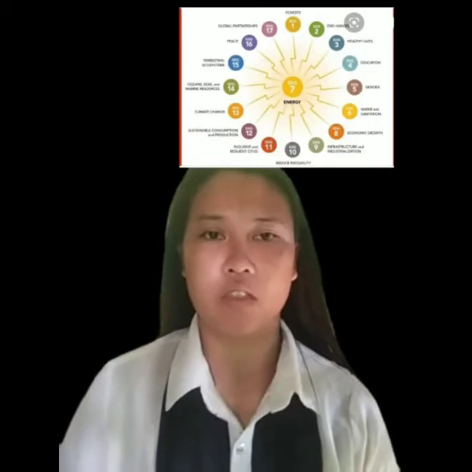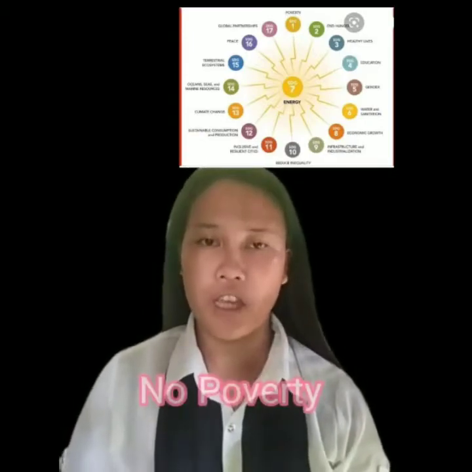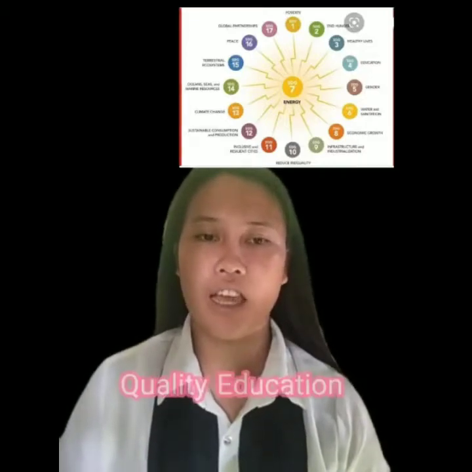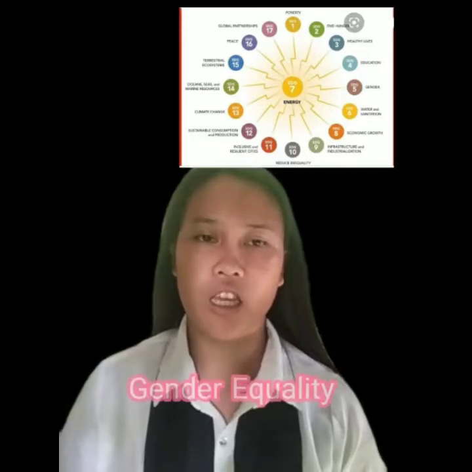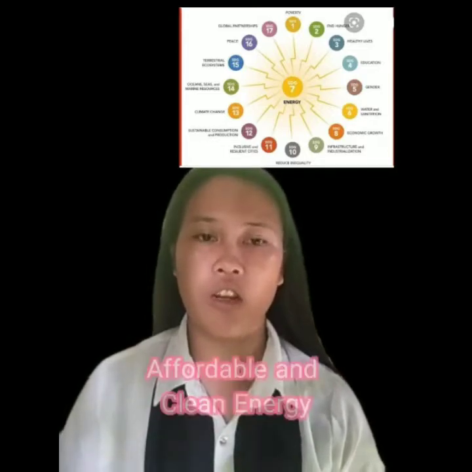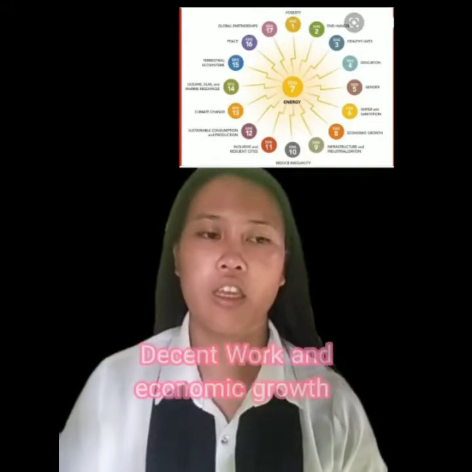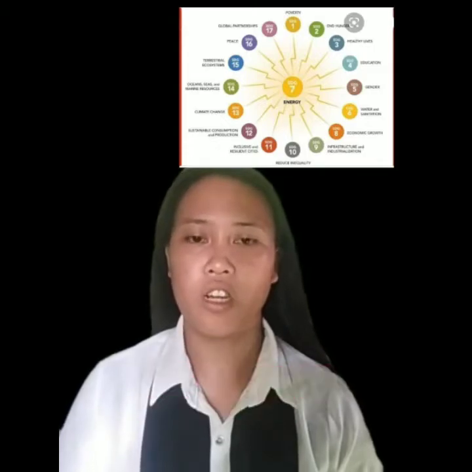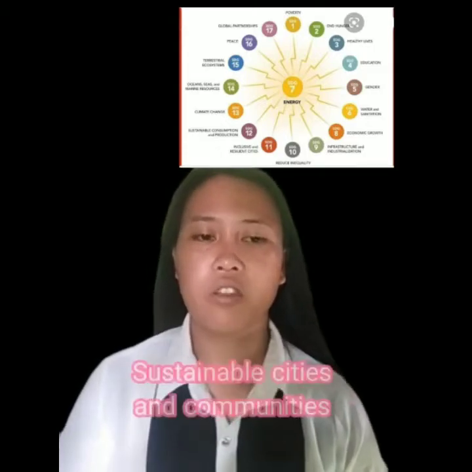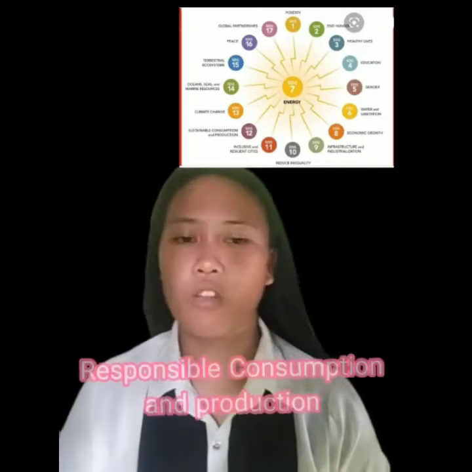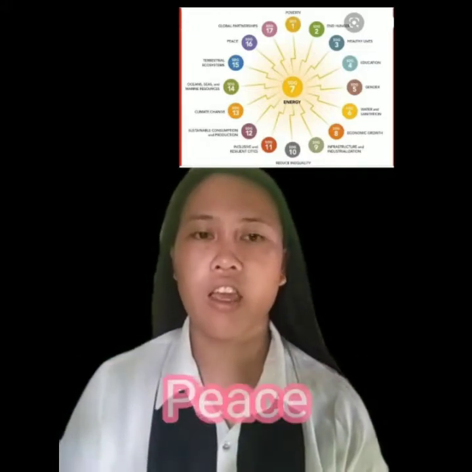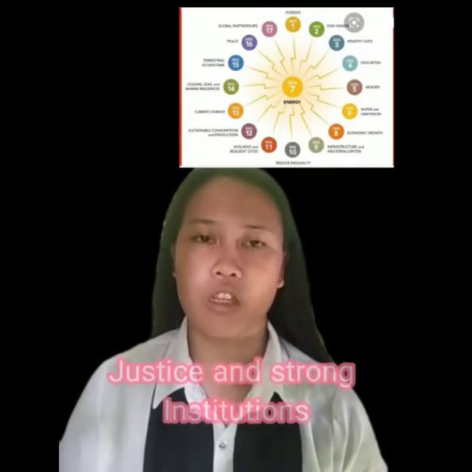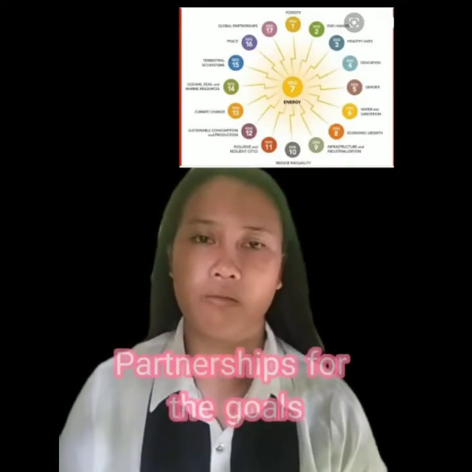The main objectives of UNICEF are no poverty, zero hunger, good health and well-being, quality education, gender equality, clean water and sanitation, affordable and clean energy, decent work and economic growth, industry, innovation and infrastructure, reduced inequalities, sustainable cities and communities, responsible consumption and production, climate action, life on land, peace, justice and strong institutions, and partnerships for the goals.